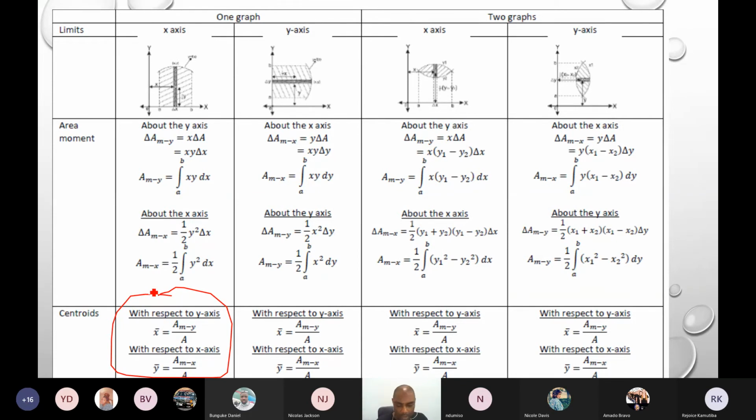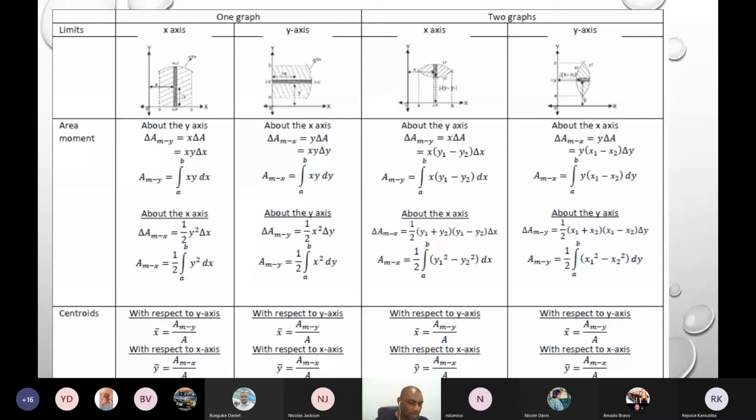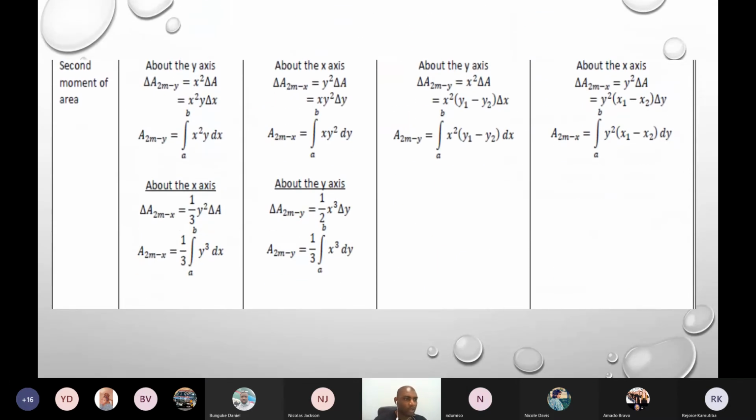Okay, we have about 15 minutes. This is for second moment of area. Just try and take a peek of that as well, and then just keep it, so that you guys will remember it.